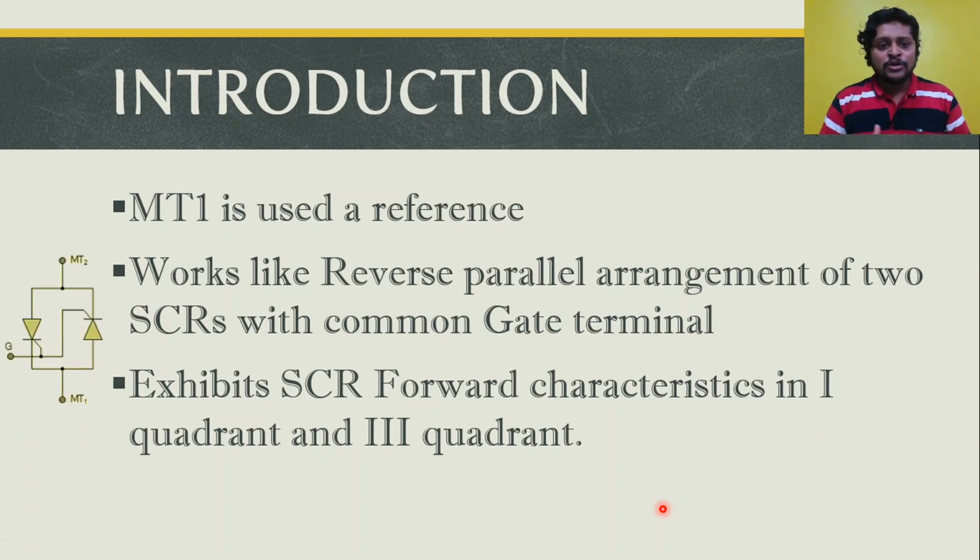Now, to best understand the working of TRIAC, it is considered as a reverse parallel arrangement of SCRs. As we can see from the diagram, the two SCRs are connected in reverse parallel arrangement. One SCR can conduct from MT2 to MT1, the other SCR can conduct from MT1 to MT2, with a common gate terminal. So basically, to understand the working of TRIAC, it can be considered as a combination of two SCRs connected in reverse parallel, so that the current directions can be understood for this particular device. Now, the TRIAC exhibits the forward characteristic of SCR with gate terminal in the first quadrant as well as in the third quadrant, obviously being a bidirectional device.